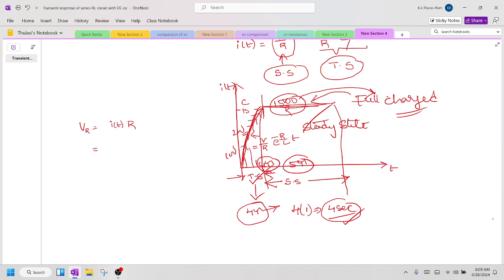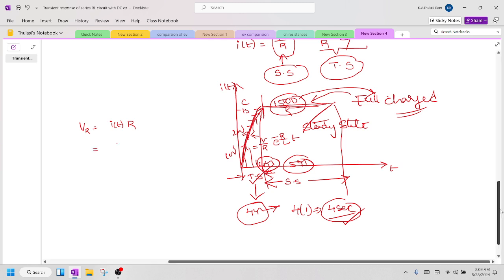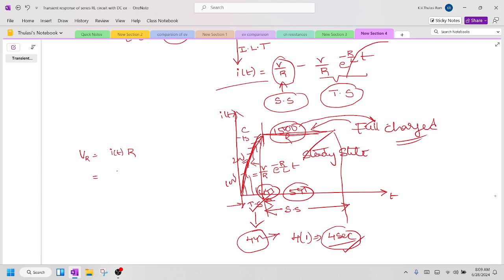So already we have the I of t value, as you can see here. Taking V by R as a common term, I am going to get 1 minus e to the power minus R by L into t, multiplied with R, which will get cancelled. The voltage across the resistor is given by V into 1 minus e to the power minus R by L t, which is once again an exponential curve, exhibiting the same characteristics.